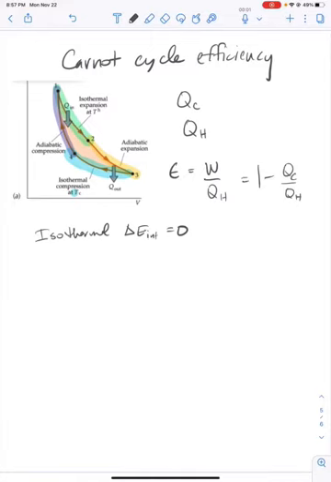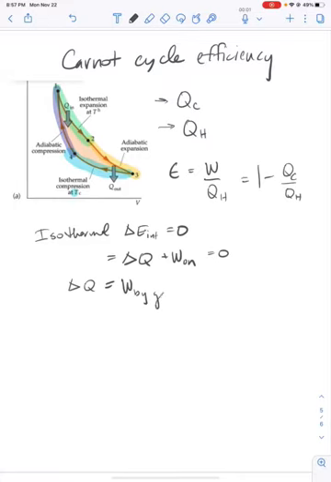Okay. So let's talk about the two isothermal processes, because we know that there's no change in heat during the adiabatic processes. So that will tell us the total amount of heat gained and lost. Okay. All right. So because the change in internal energy is 0, that means that the change in heat plus the work done on the gas is 0, which means that the change in heat is equal to the work done by the gas.